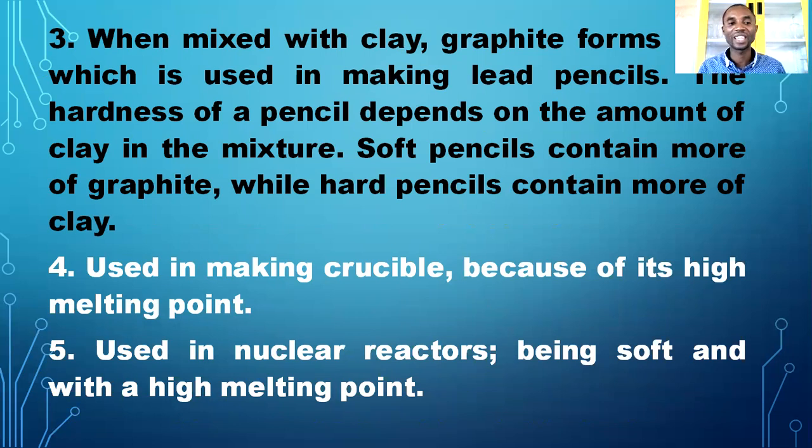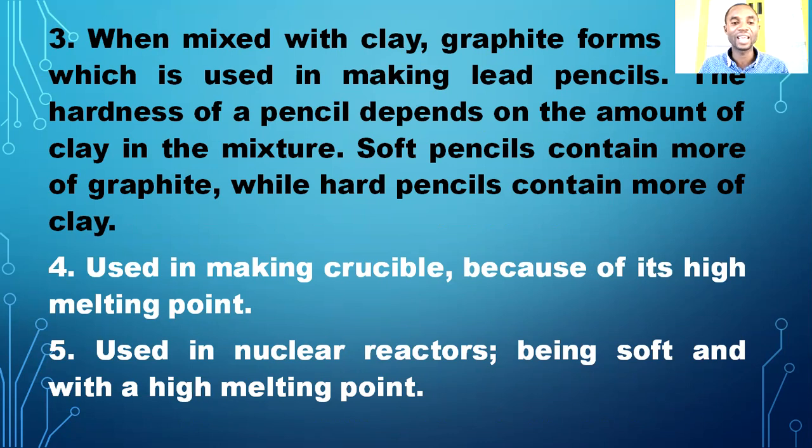Soft pencil contains some amount of graphite, while hard pencil contains more of clay. So a small amount of clay will give us soft pencil, while hard pencil contains more of clay. But altogether, graphite is being used in it.